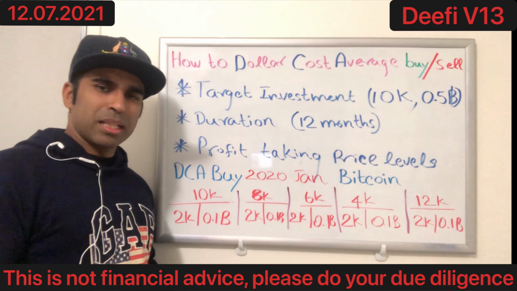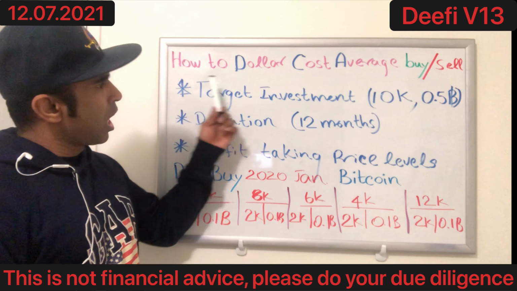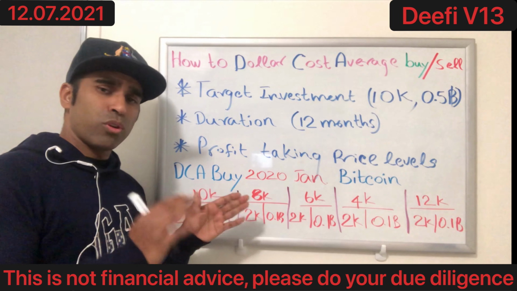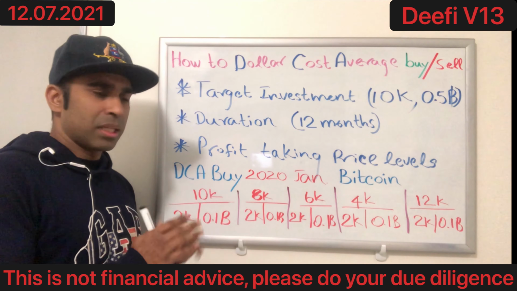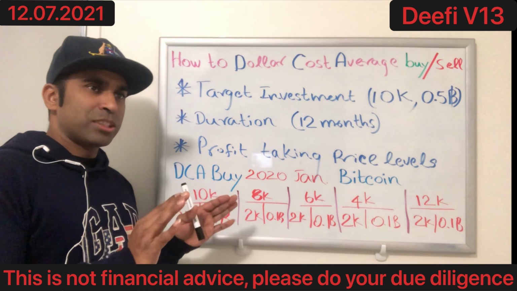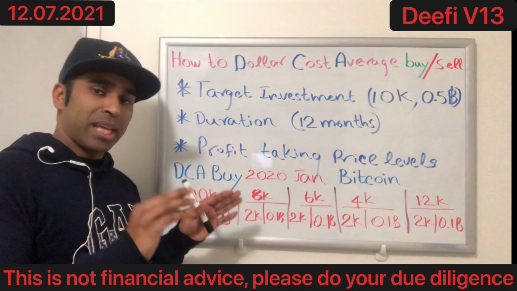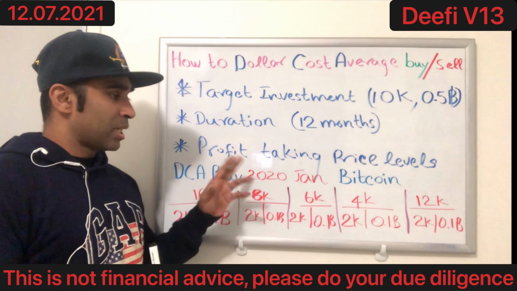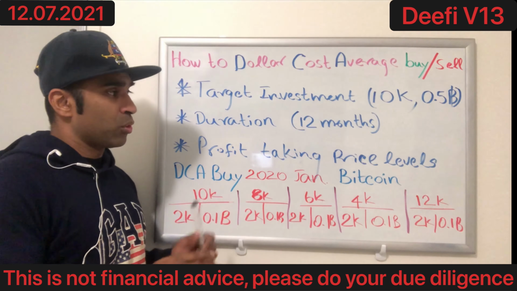My name is Lakal. Today we're going to discuss how to dollar cost average buy and sell. Before we start, let's assume that you have done enough research on the asset class that you're going to put your money into. For this example, I'm going to take Bitcoin.